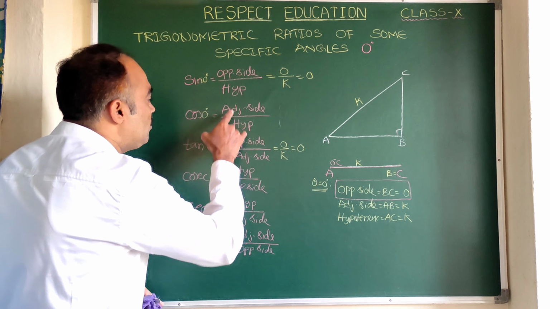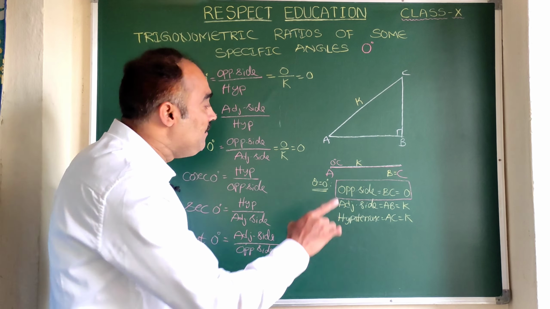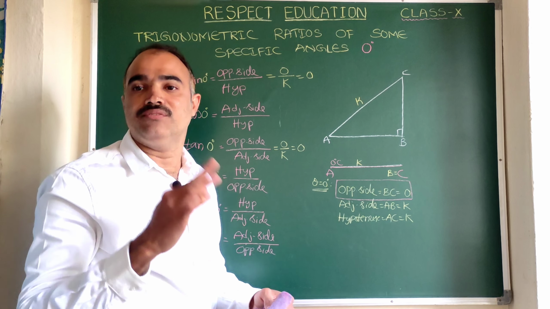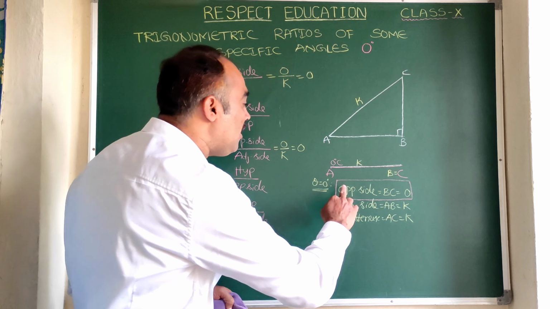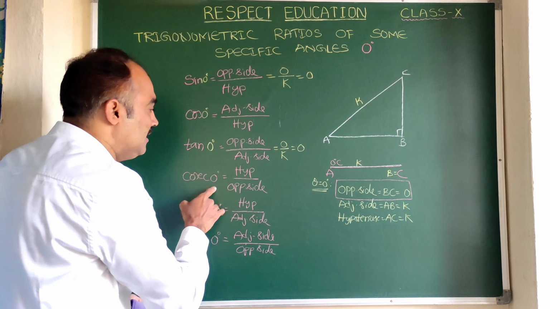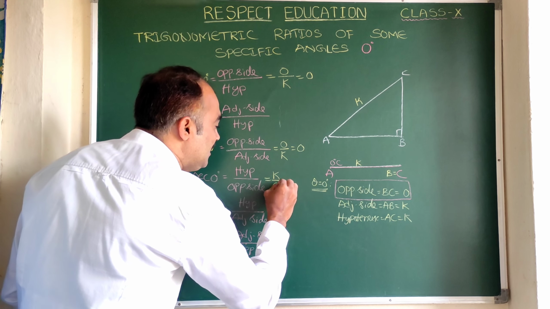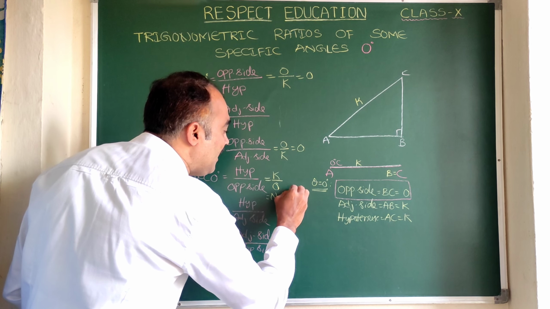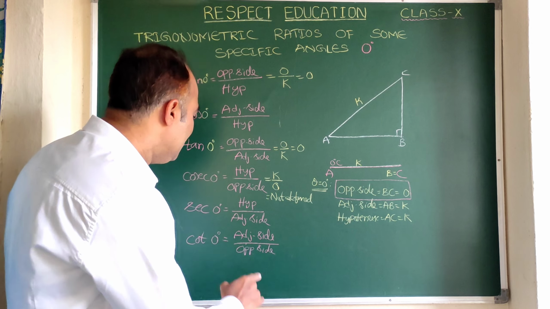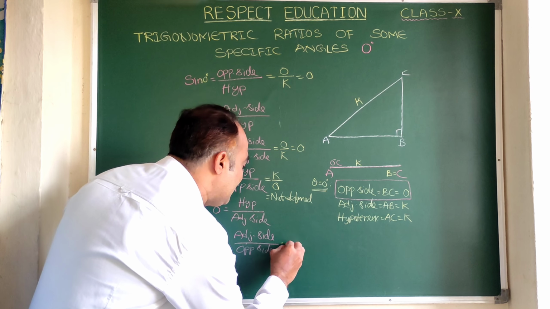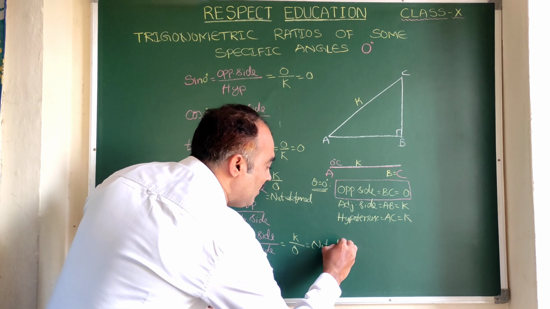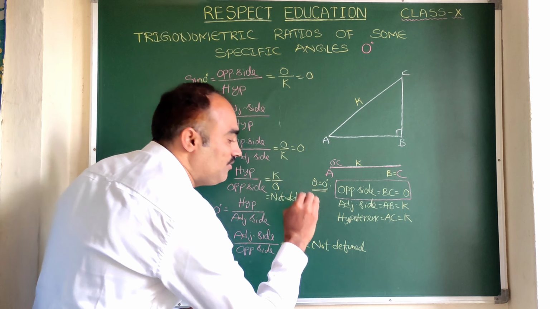Here opposite side is nowhere in the numerator. If it is in the denominator, then any number by 0 will be not defined or infinite. So where is opposite side in the denominator? Here, opposite side is in the denominator. So here we can write this as K by 0. This is called not defined, or we can say infinite also. Same way here, opposite side in the denominator. So here adjacent side is K, K by 0. This is also not defined, or we can write infinite also.